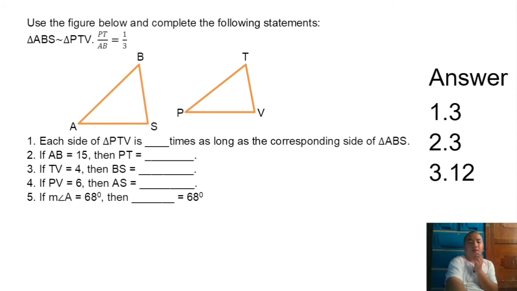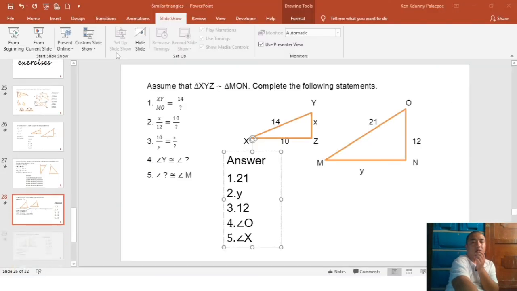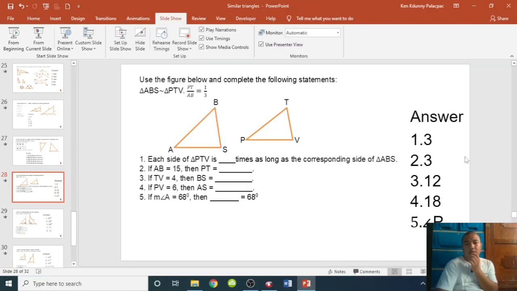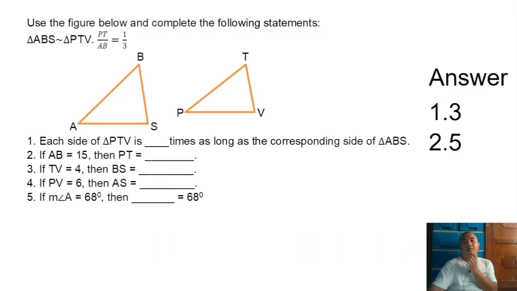Wait, may parang mistake tayo dito sa number 2, no? Kasi sa number 2, if AB is 15, then PT should be 5. Kasi 1/3 lang ang ratio niya eh. 1/3 ang ratio, so dapat 5. And for BS, if TB is 4, BS is 12. How about if PB is 6? What's the length of AS? 18. 6 times 3, 18.